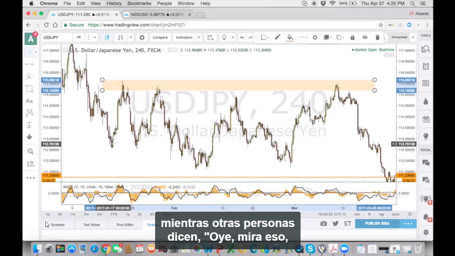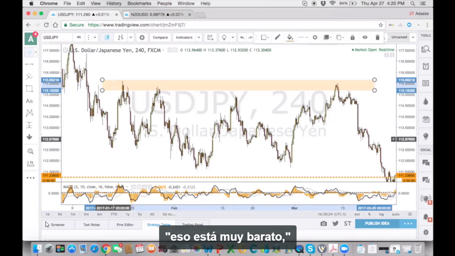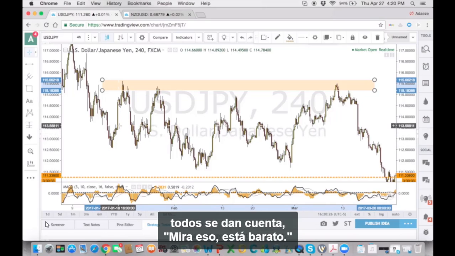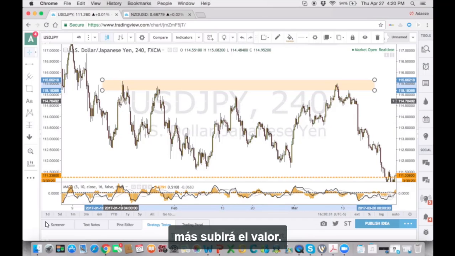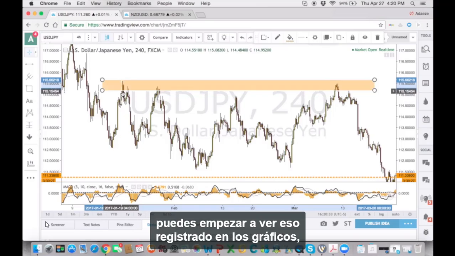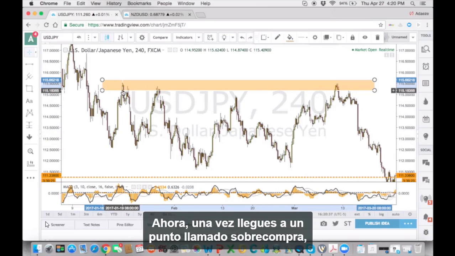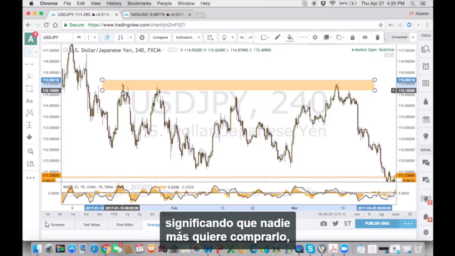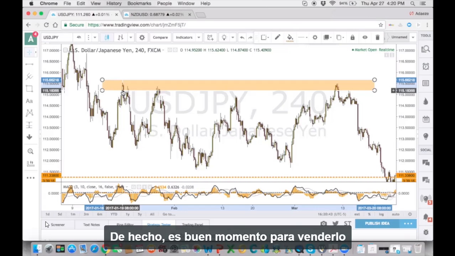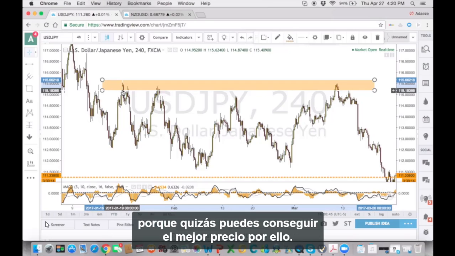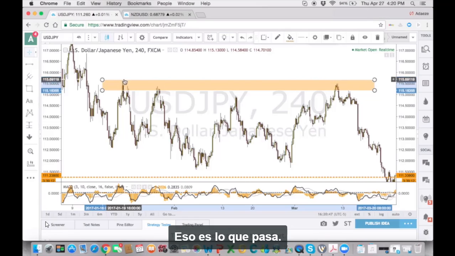Over a period of time, as other people are like, hey, look at that. That's pretty cheap. Everybody notices now, look at that. It's cheap. As people are buying, the more they buy, the more they raise the value. As price raises, you can start to see that recorded on the charts. Now, once it gets to a point called overbought, meaning nobody else wants to buy it, it's too expensive now. In fact, this is a really good time to sell it because you probably could get top dollar out of it. That's what happens. People start selling off.